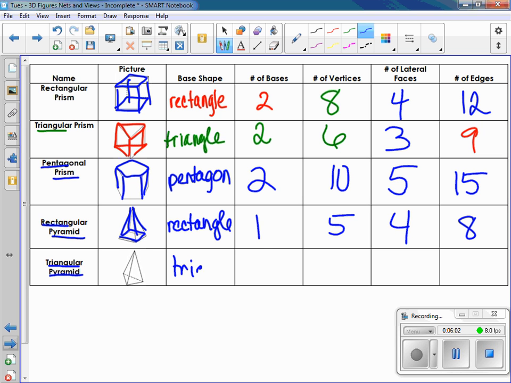Again, triangular pyramid. Since it's triangular, that means the base is a triangle. Pyramid means there's only 1. So that's showing you that this base down here is a triangle. On our vertices, we have 1, 2, 3, plus our top. 4 total. Lateral faces are the triangles, but not the one at the bottom, because that's a base. So there's 1, 2, and 3. Number of edges, 3 around the bottom, 3 going up to your point. So 6.